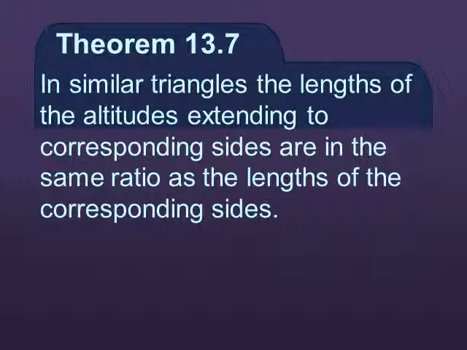Okay, so the basic plan for proving theorems in this section is to use the division of each of the similar triangles into new triangles and to show that the corresponding triangles that result are also similar. So that's the goal here, and here's the first theorem. In similar triangles, the lengths of the altitudes extending to corresponding sides are in the same ratio as the lengths of the corresponding sides. So, as usual, we just need a picture to see what this means.